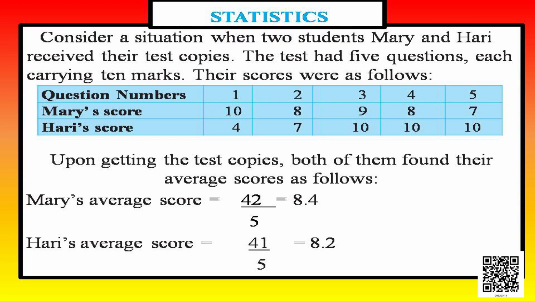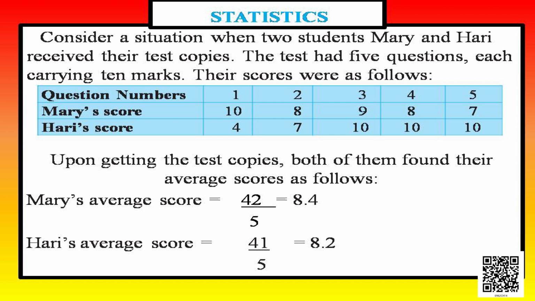Consider a situation when two students, Mary and Hari, received their test copies. The test had 5 questions, each carrying 10 marks, and their scores were as follows. Let us look at the table. In the first row, we are having the question numbers 1, 2, 3, 4, 5. In the second row, we are having the marks Mary scored out of 10 in all these questions.